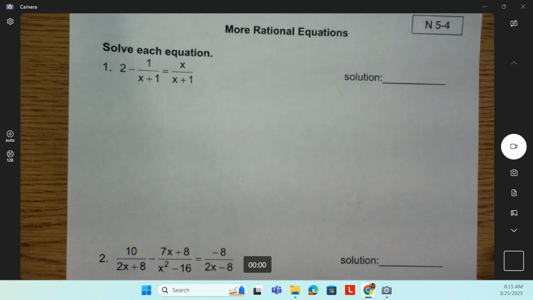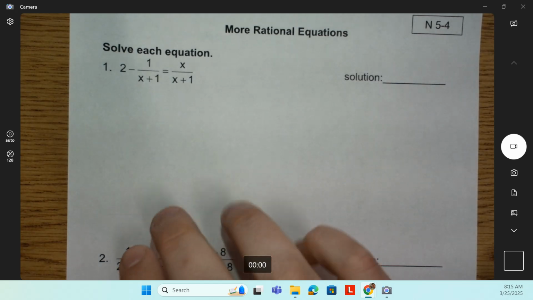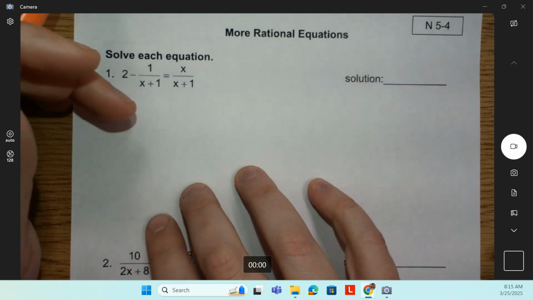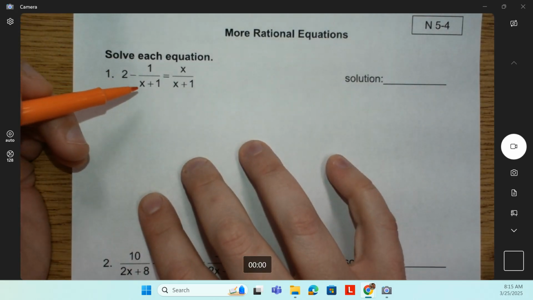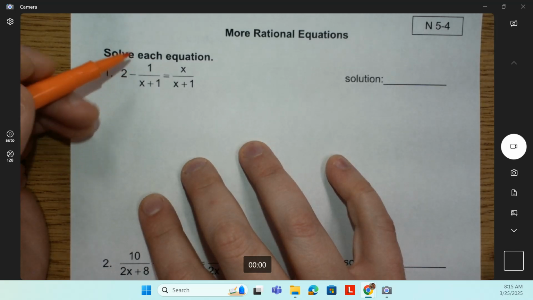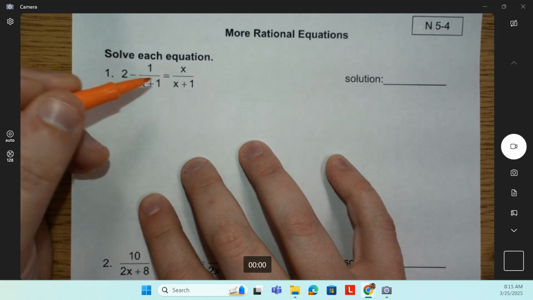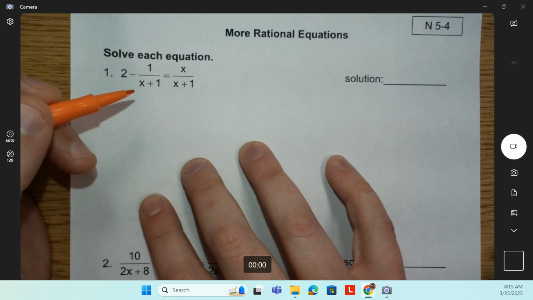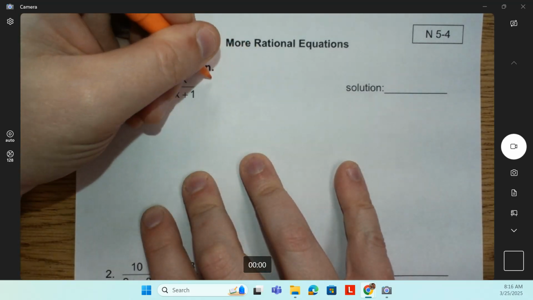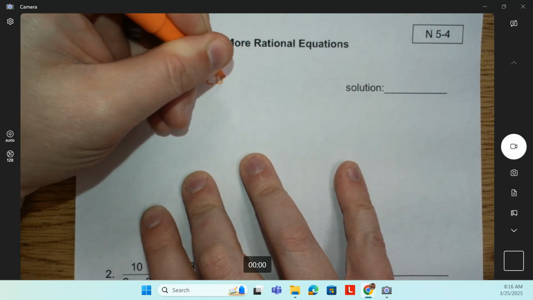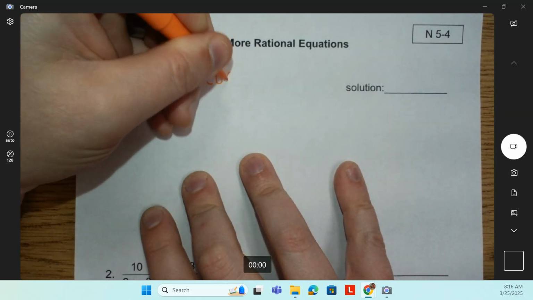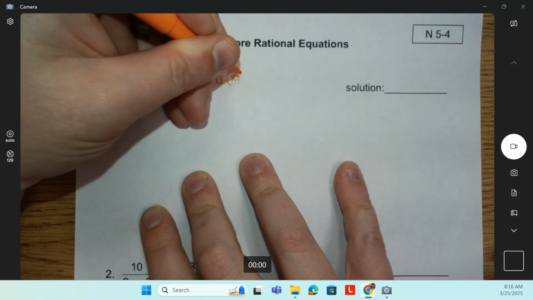All right, we're going to look at notes for 5.4, solving some more rational equations. The way we're going to do this is we still need to find a common denominator. We have 2 that doesn't have a denominator. X plus 1 is the denominator for the other ones. So my common denominator here is just going to be x plus 1.